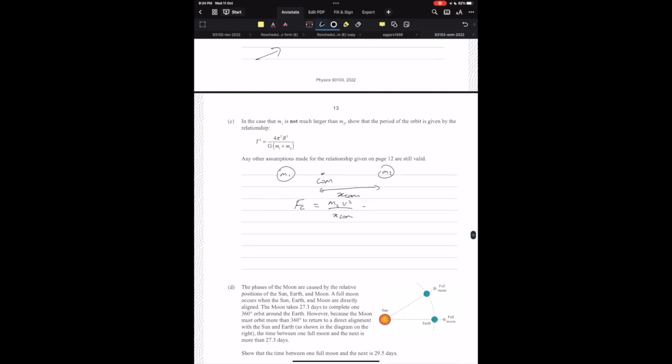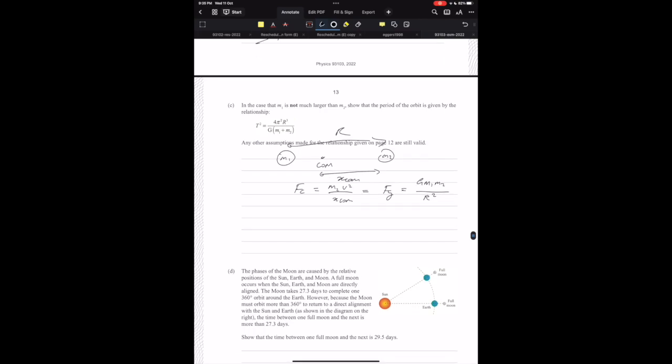But if we have instead as well Fg, because the centripetal force must be produced by the gravitational force, G M1 M2, all divided by R squared. And this distance here is R. Now this distance here is still R because we are considering the gravitational force between M1 and M2. And it's still their entire separation which is relevant to this equation because it's the distance between the two masses.